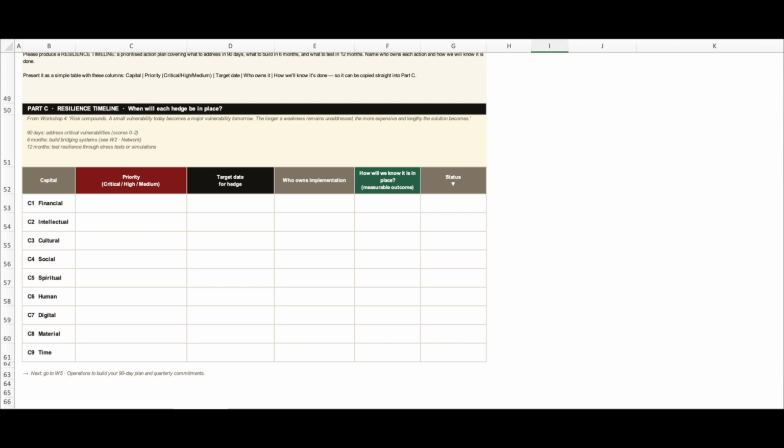Ask yourselves, who owns this action? When will it be completed? How will we know it's been done? The objective isn't simply to identify risk, it's to ensure every important hedge has a clear owner, a target date, and a measurable outcome, because a resilience plan only creates value when it is implemented.